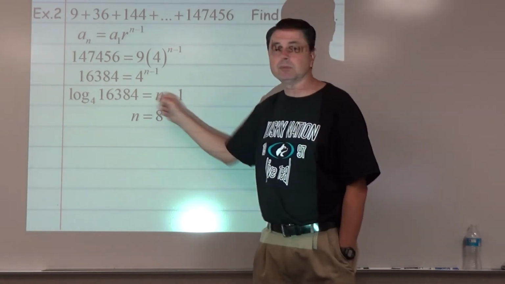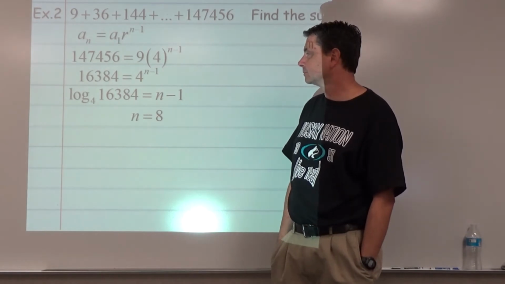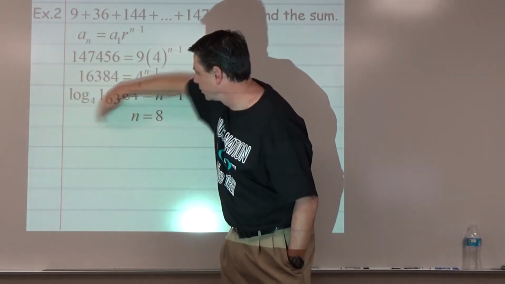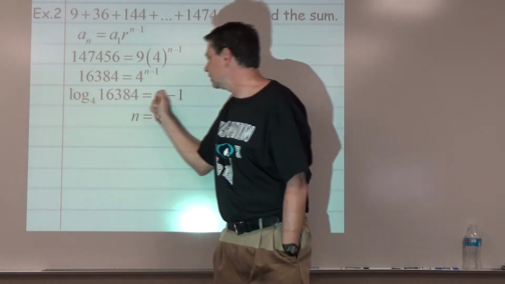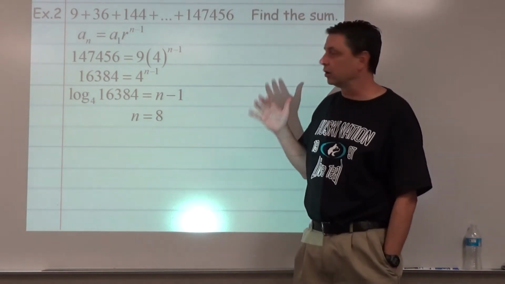And then we've got to add 1 to both sides. We get n equals 8. So this number right there, that's 7. 7 equals n minus 1, so n equals 8. Now we're ready. We've got all the stuff we need.